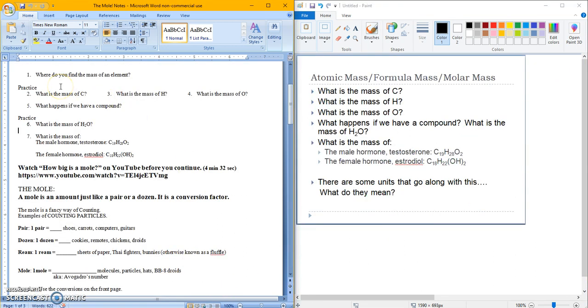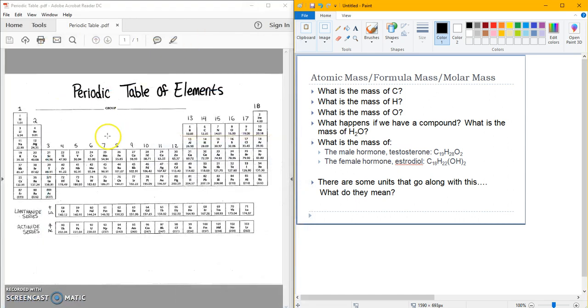So where do you find the mass of an element? You find it on the periodic table. This lovely little mass right there is the mass of the element. It is measured in AMUs, but as we learned before, it's also measured in grams per mole. So this is also the molar mass. So let's take a look. What is the mass of carbon? I look over at carbon, it's 12. Hydrogen is 1. Oxygen is 16.